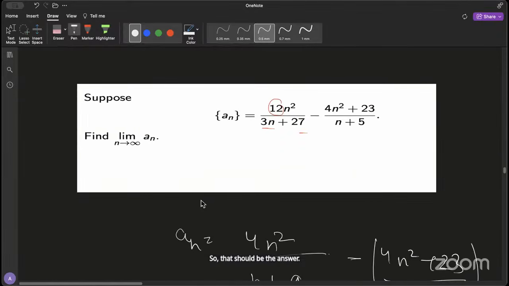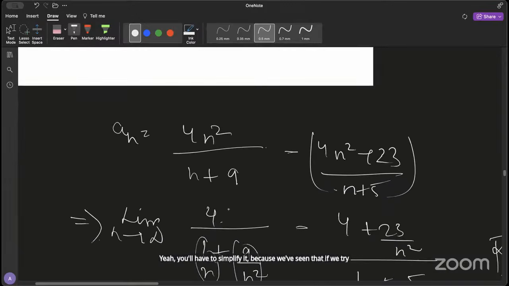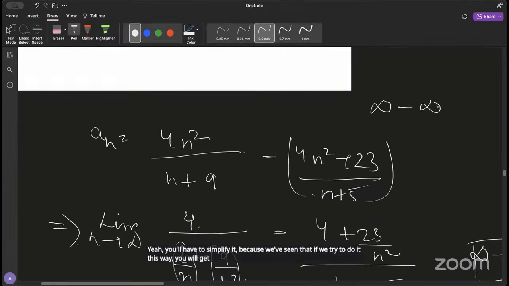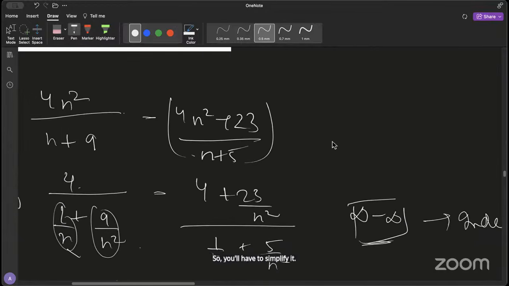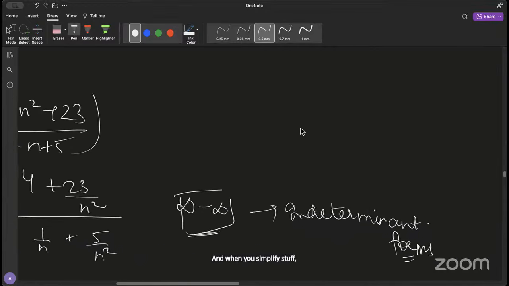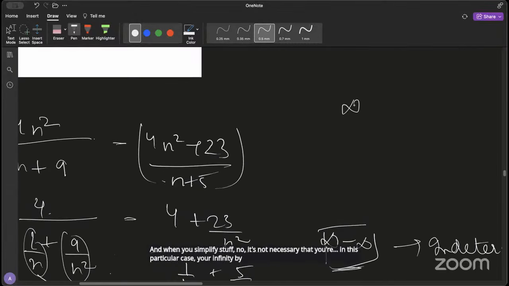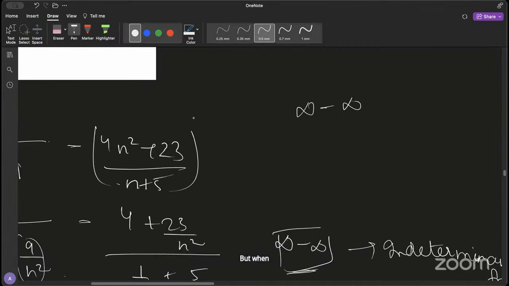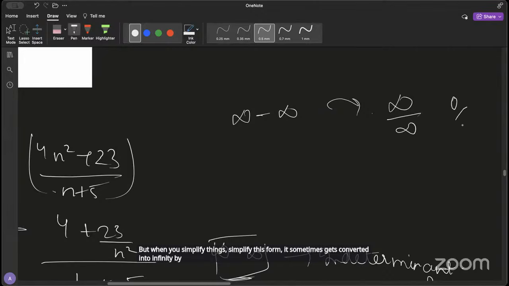Is this fine? Means in this case, you need to simplify it. Yeah, you will have to simplify it, because we've seen that if we try to do it this way, you will get infinity minus infinity form. And that's an indeterminate form. So you'll have to simplify it. It's not necessary that it stays indeterminate. When you simplify, it sometimes gets converted into infinity by infinity form or 0 by 0 form.